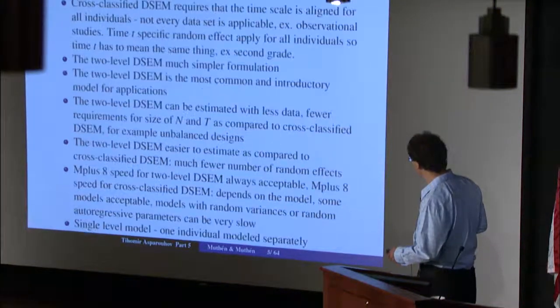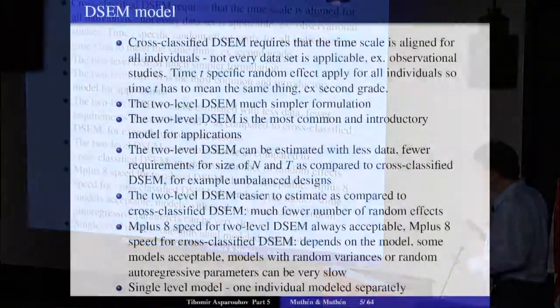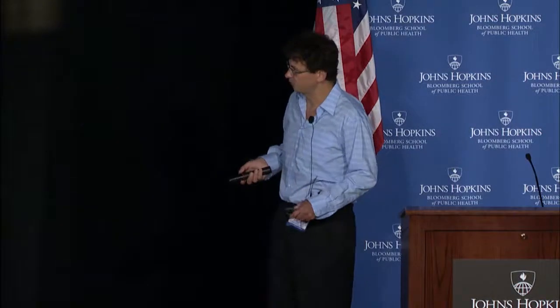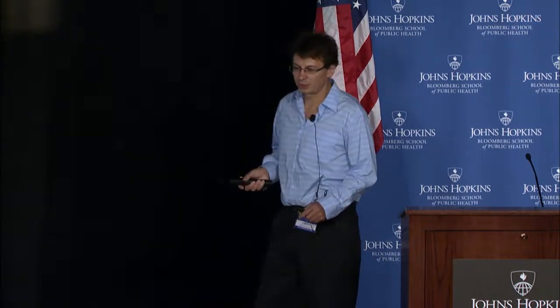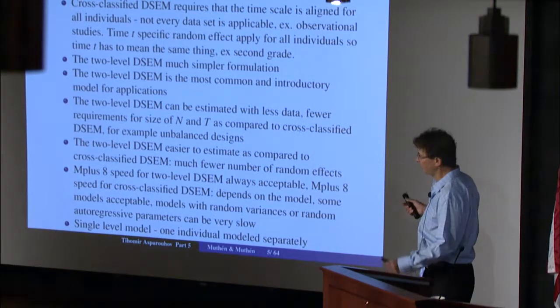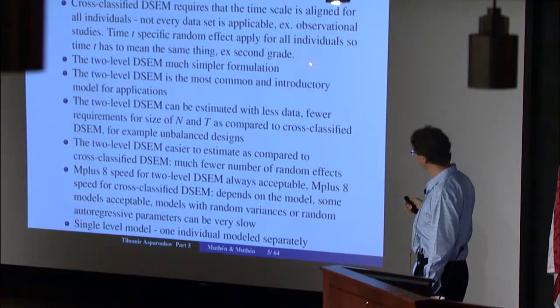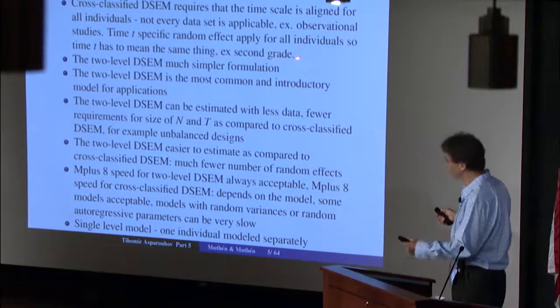So the cross-classified model is the most general model, but in reality, I'm going to talk about it just to give you the most general model. In reality, the cross-classified model is the hardest model to estimate. So just keep in mind some issues related to cross-classified models. It actually requires that the time scale is aligned between individuals. For example, time t for every individual has to mean the same time t. Second grade would mean that something happens in second grade for everybody.